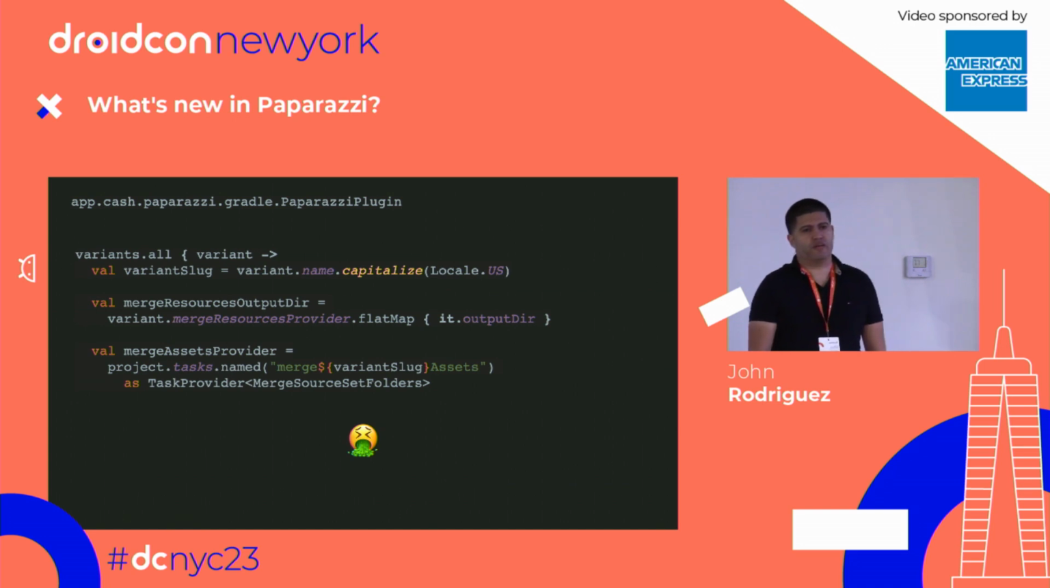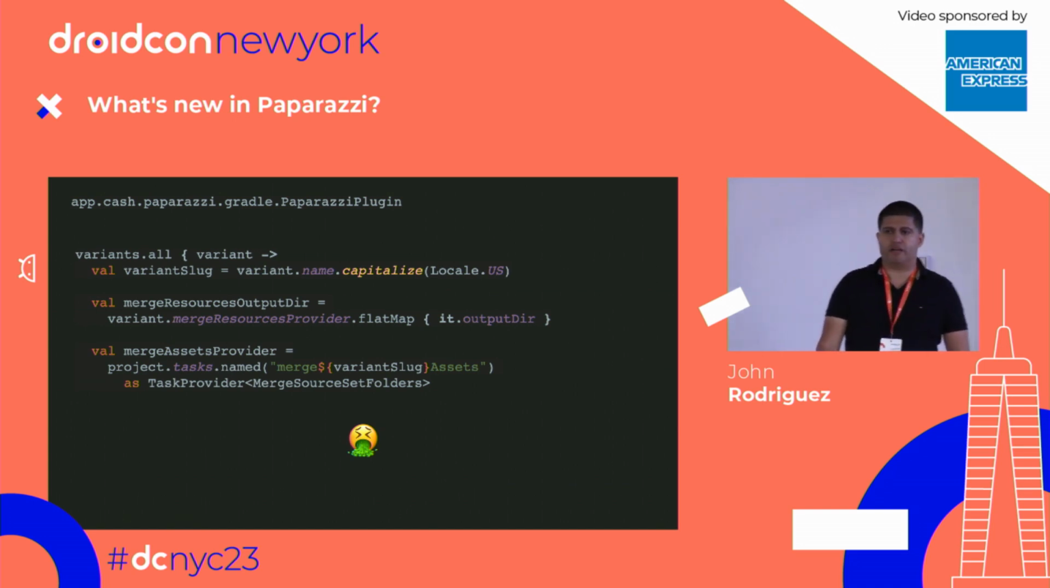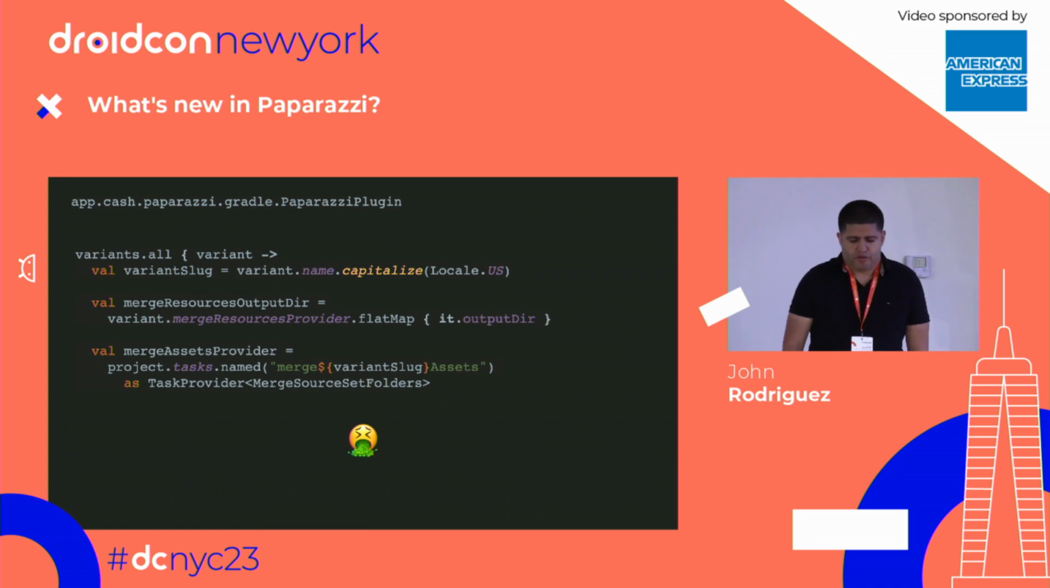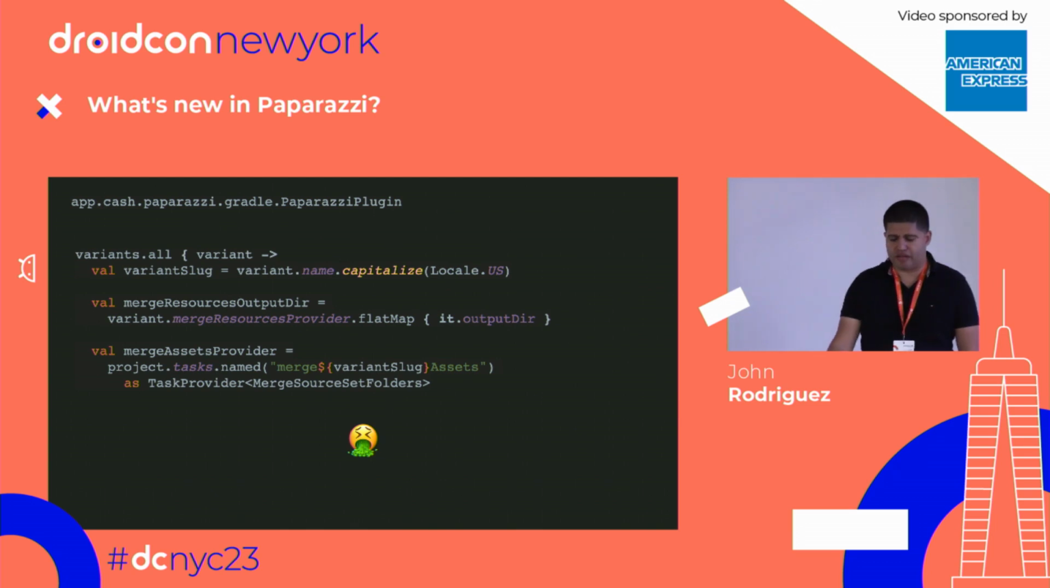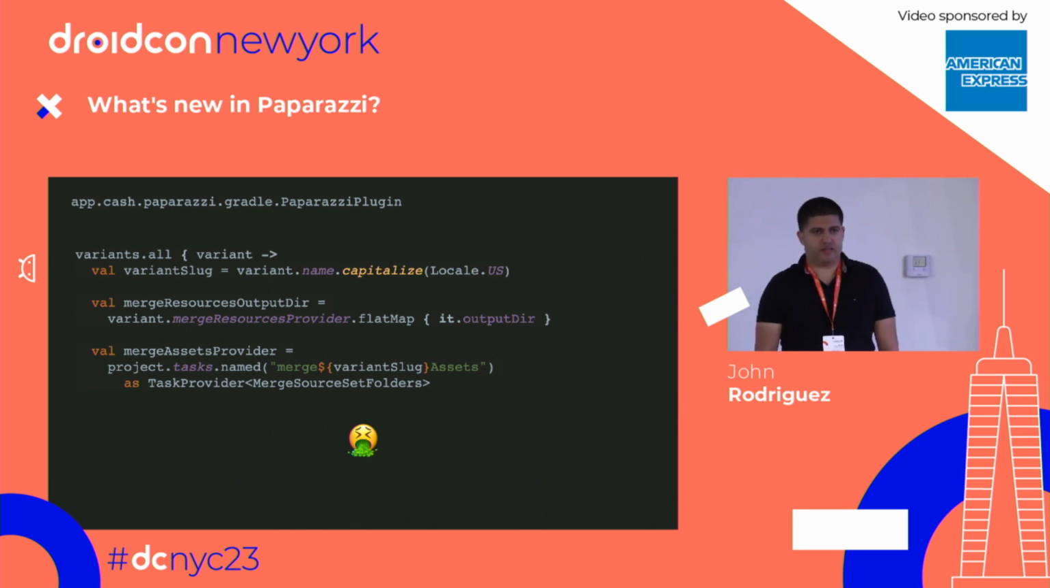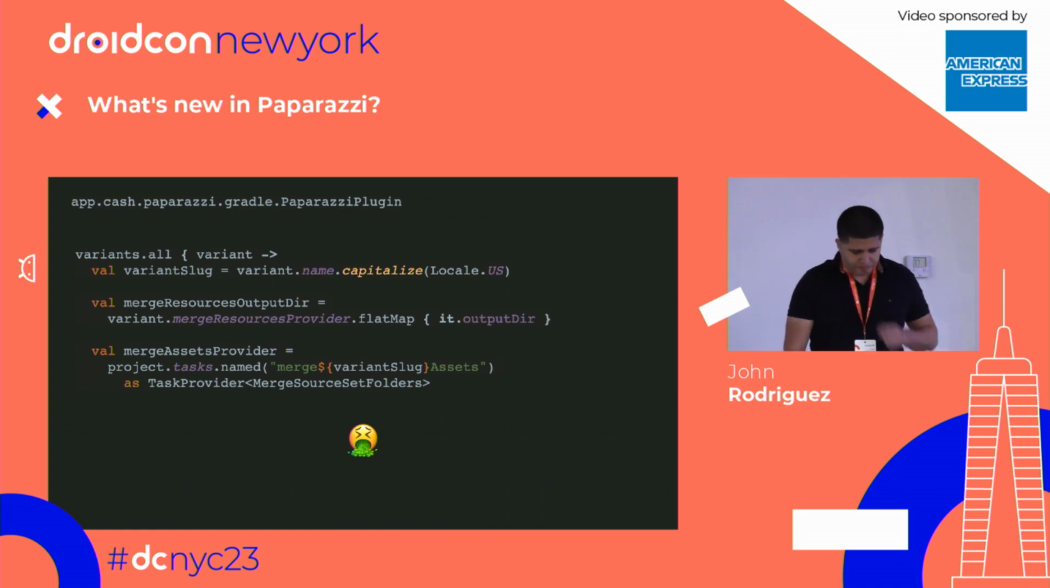You now lend yourself to being broken every time you bump the Android Gradle plugin. If the Google team decides to rename that from merge resources provider to something else, or if the name of the task is changed, which is very common in any refactoring, you've now had to keep up with every version bump in the Android Gradle plugin. So we know this wasn't great, but again, we waited 3 years to change it because it just worked long enough.